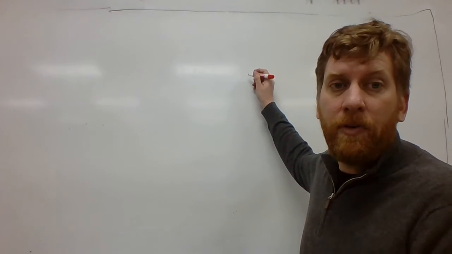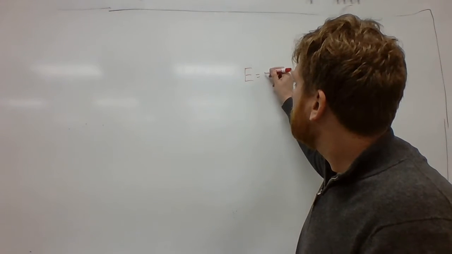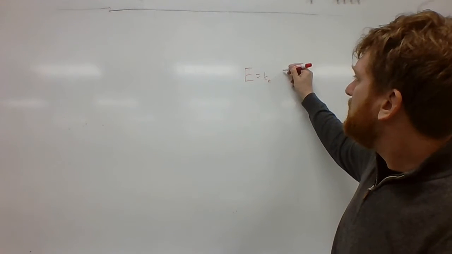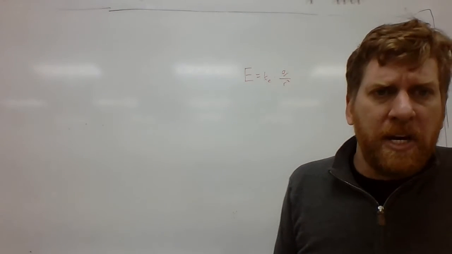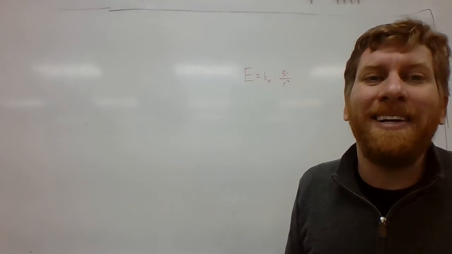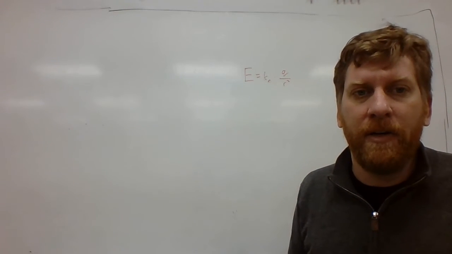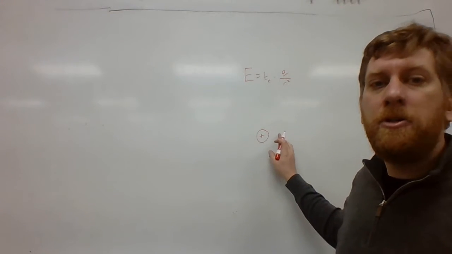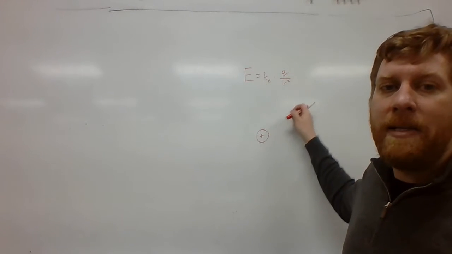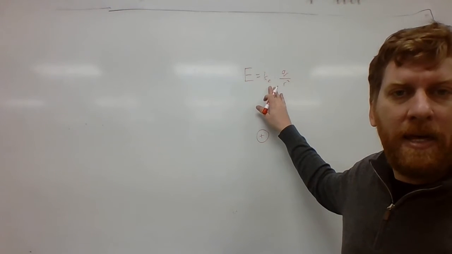Let's write an equation for the electric field. The electric field is equal to Coulomb's constant times Q over R squared. This just tells me the magnitude of the electric field. You also need to know the direction of an electric field. If I have some positive charge, the direction of the electric field is always directly away from the positive charge, and the magnitude can be determined by this.